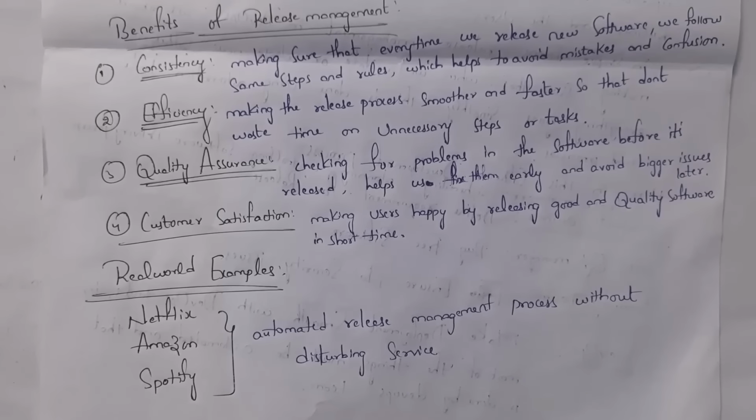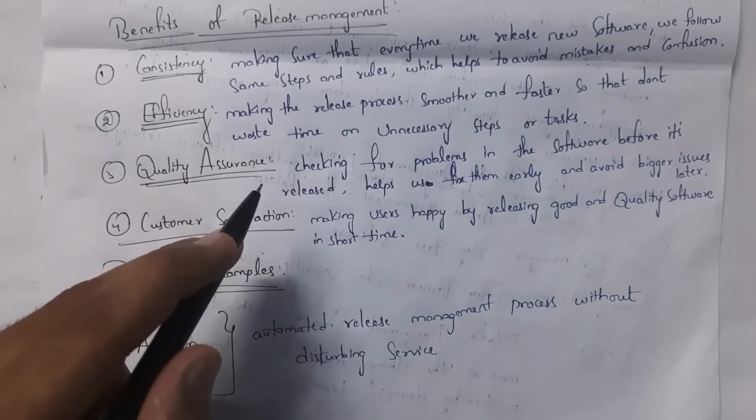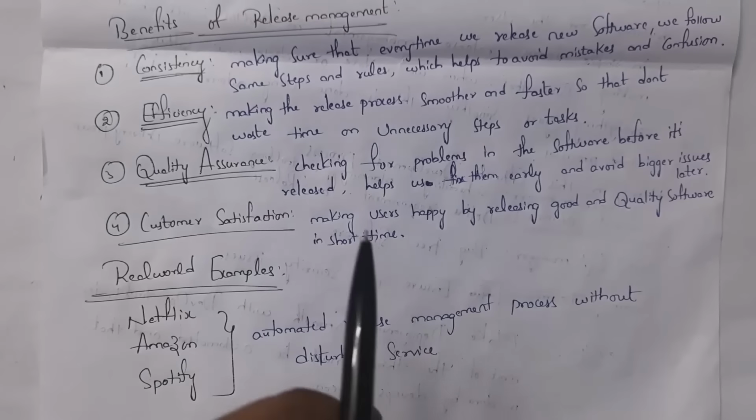And the third one is quality assurance. Before actually placing software on the original server, in DevOps we will place the software on a dummy server. If everything is working well on the dummy server, then we will place that software on the original server. So it will avoid bigger issues.